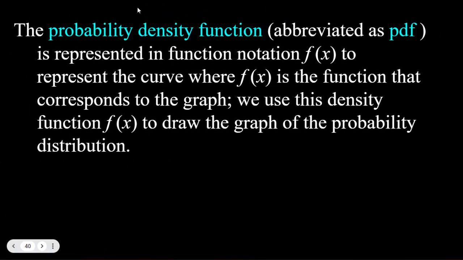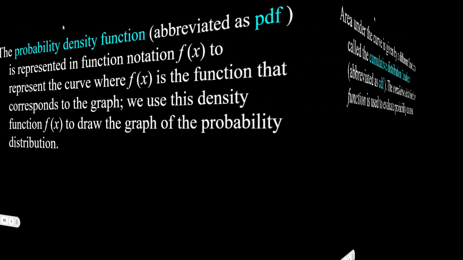The probability density function, abbreviated PDF, is represented in the function notation f of x to represent the curve, where f of x is the function that corresponds to the graph. We use this density function f of x to draw the graph of the probability distribution. We did probability density functions in the last chapter, but we were dealing with discrete, so it was just individual values in a table. Here we're going to actually look at graphs when we think about these continuous situations.